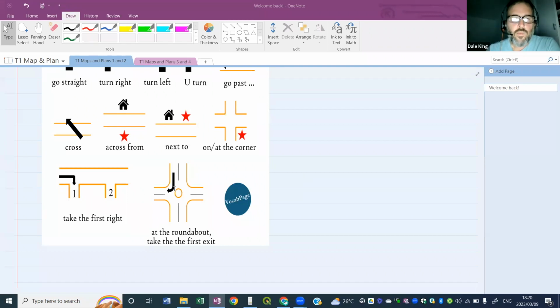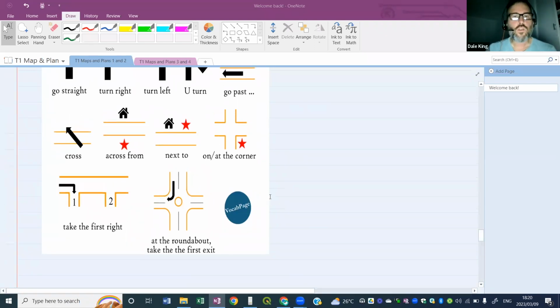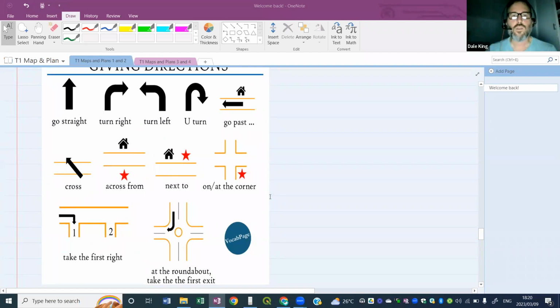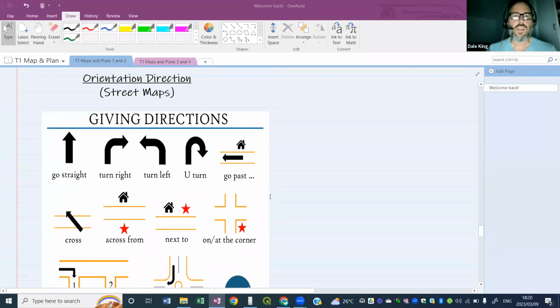In roundabouts, if you get to a roundabout, you can say take the first exit of the roundabout, or take the second exit of the roundabout, or the third exit of the roundabout. So these are all words that you can use when describing a route from point A to B using orientation. And this is usually on street maps.